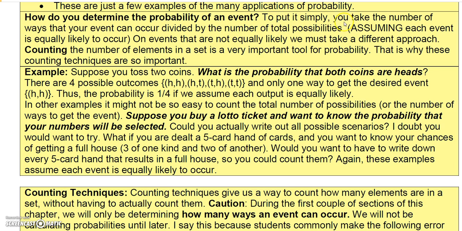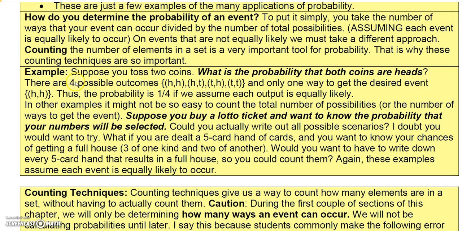Simply put, you take the number of ways that your event can occur and divide by the total number of possibilities. Now this makes an assumption that each event is equally likely to occur. If that's not the case, then you have to do it a little differently. For events that are not equally likely to occur, we take a different approach. So being able to count the number of elements in a set is a very important tool for probabilities.